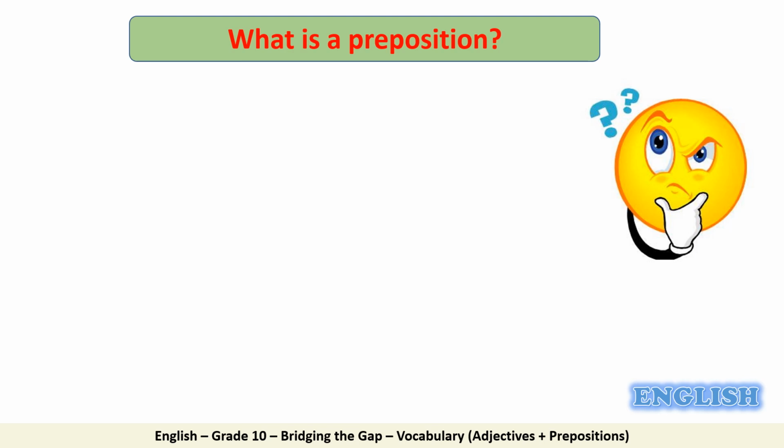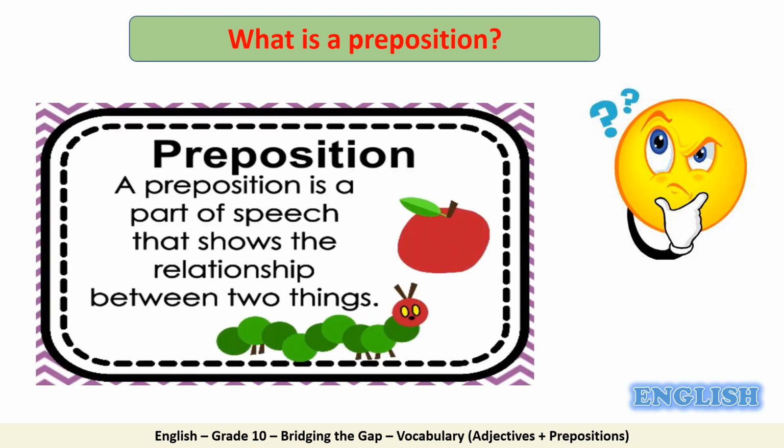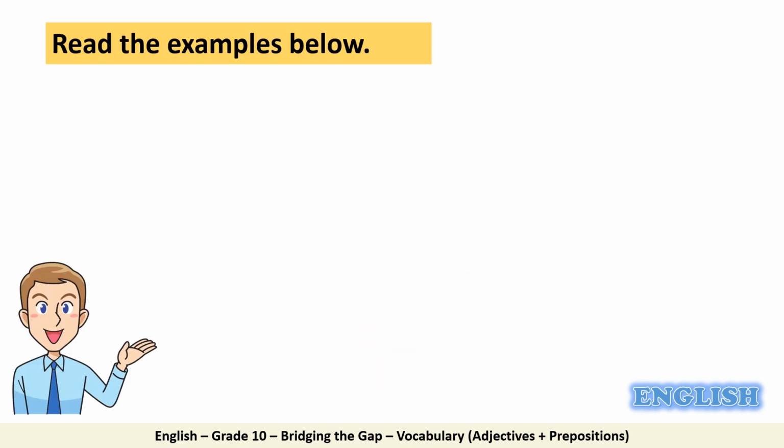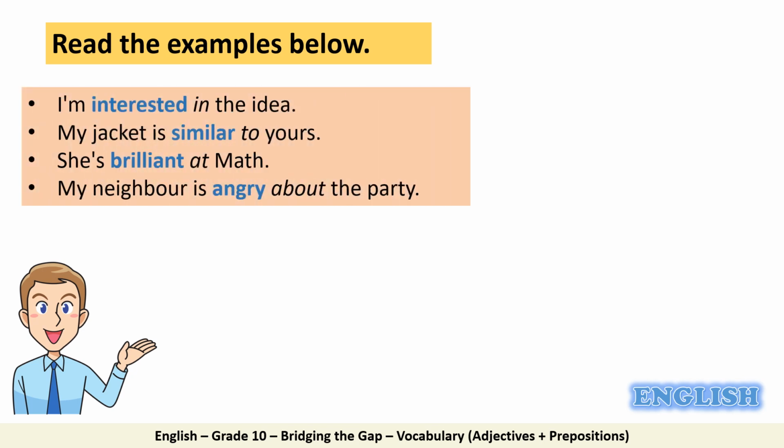What is a preposition? A preposition is a part of speech that shows the relationship between two things. Dear students, please read the examples given below. After reading them, you have to tell me what follows the words in blue. Take a pause to carefully figure out.